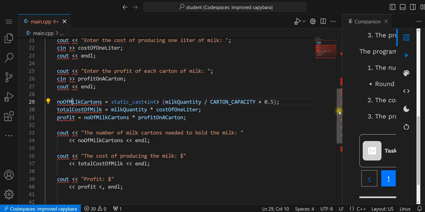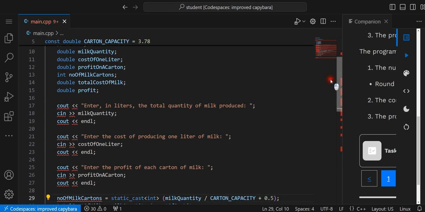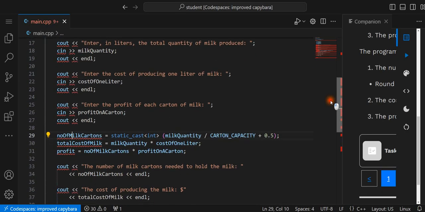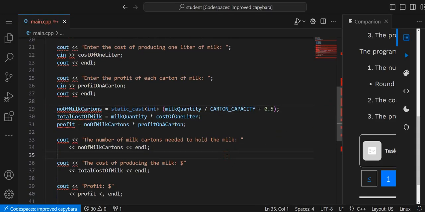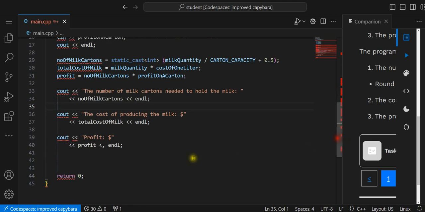Alright, so let's go. Okay, got that. Number of milk cartons, profit on a carton. Alright, the number of milk cartons needed to hold the milk, number of milk cartons, that looks good. Something is off by a far. Let's bring this up. Oh. Let's see this. Alright, and let's bring this up. Still got faults, so we'll take a closer look.